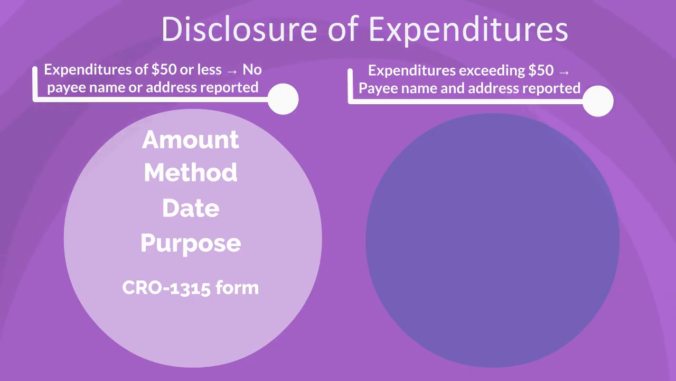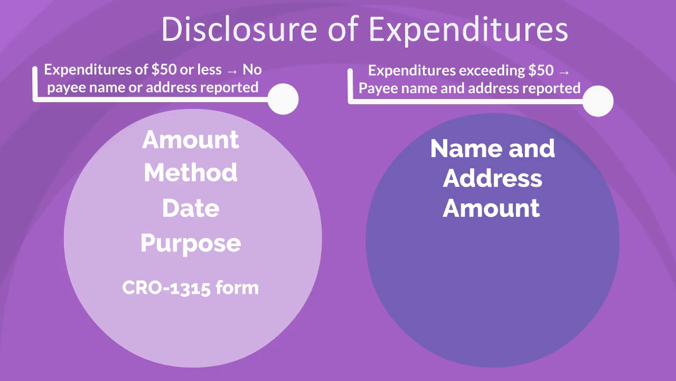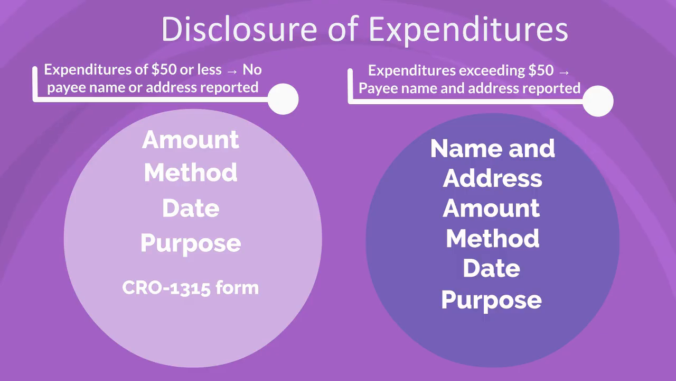Expenditures exceeding $50 during an election requires the payee's name, mailing address, amount of the expenditure, method of payment, date and purpose description to be disclosed to the public. These expenditures are disclosed on the Disbursements Form CRO 1310.